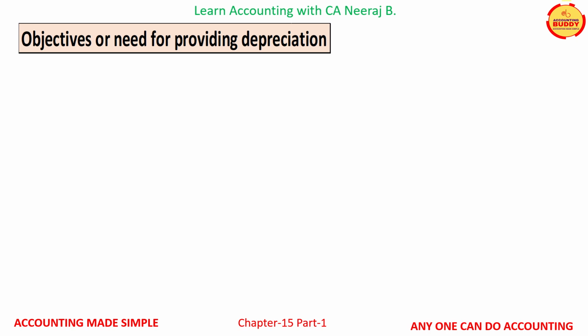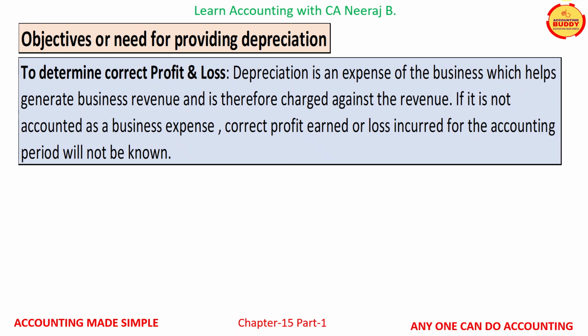In this slide, we will learn the objectives or the need for providing the depreciation. Most important objective of providing depreciation is to determine the correct profit and loss of the business. Depreciation is an expense of the business which helps generate business revenue and is therefore charged against the revenue. If it is not accounted as a business expense, correct profit earned or loss incurred for the accounting period will not be known.